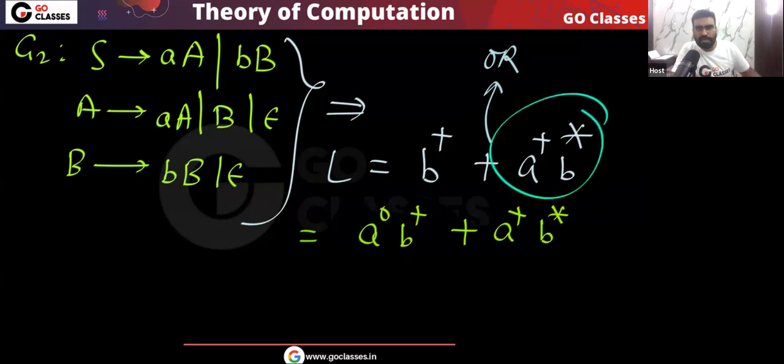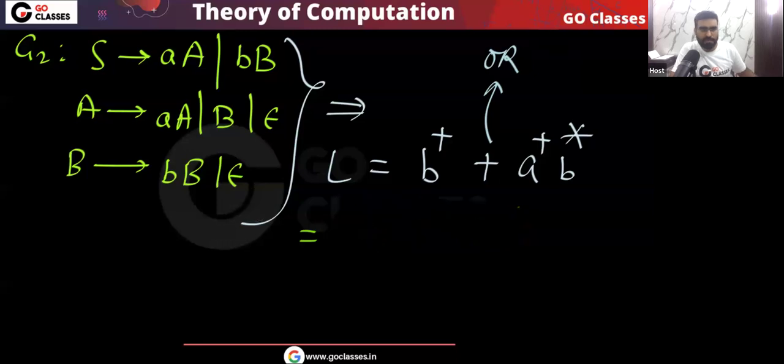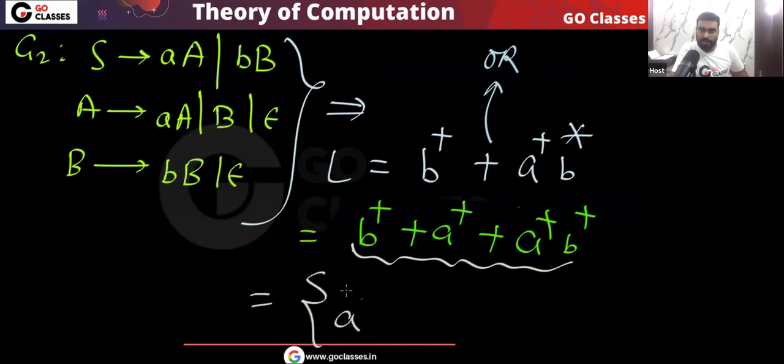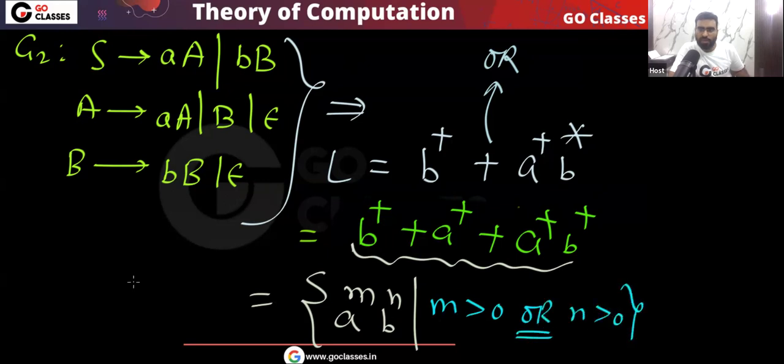Now, if you notice, from here I can get a plus. So let me write it separately. I am getting b plus. Here, if I don't take this, then I will get a plus. And if I take this at least one time, then I will get a plus b plus. Now basically you can see what your answer will be. The answer will be a power m b power n, where either m is greater than 0 or n is greater than 0. Okay, is this clear?